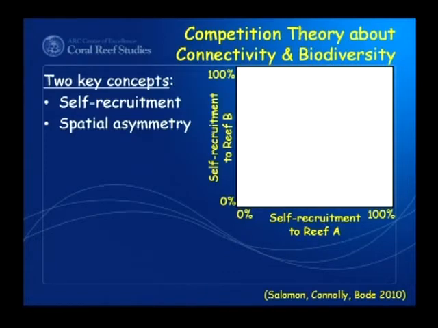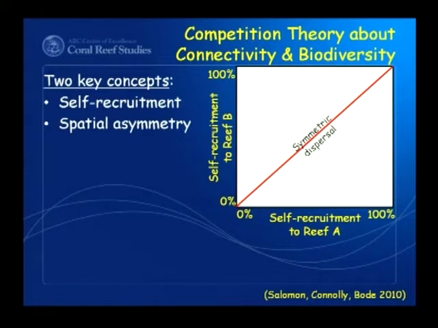So self-recruitment is essentially the percentage of offspring produced in one of these habitats, say Reef A, that come back to Reef A, of the total that are ultimately successful. So if you have 80% self-recruitment, 80% of the ultimately successful propagules come back to Reef A, and the other 20% must disperse to Reef B. Same thing is true for Reef B.